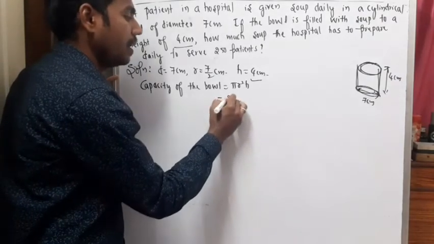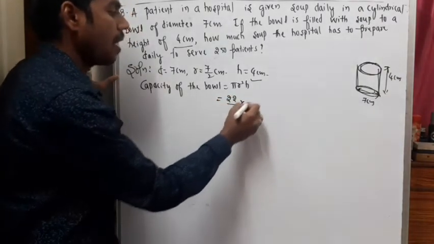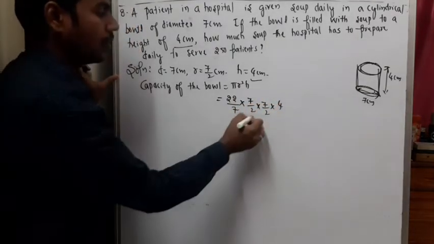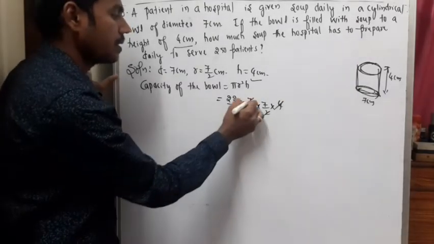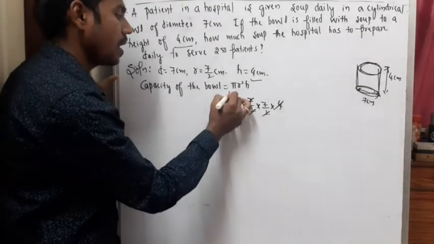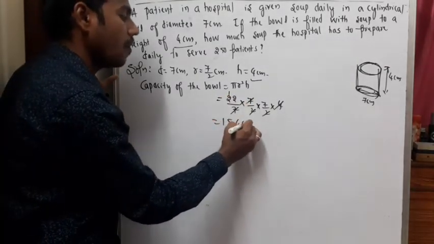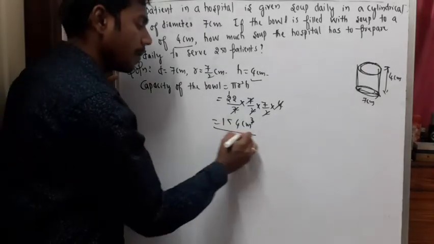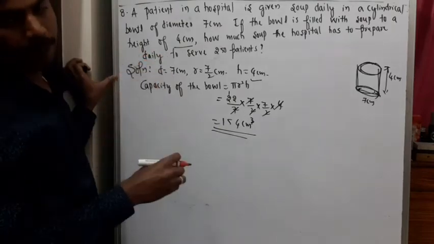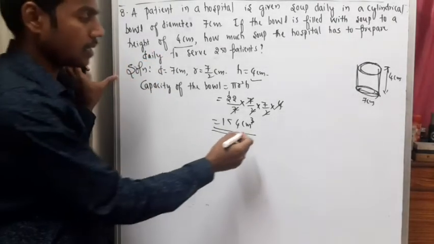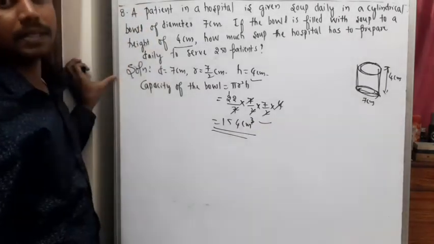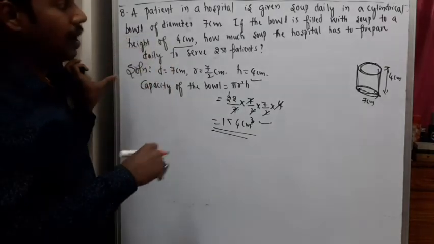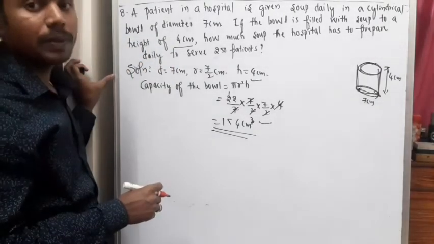So that is 22 by 7 into what is R? R is 7 by 2 into 7 by 2. What is height? Height is 4. So this 2, 4 will get cancelled. 7 will get cancelled. 7 2s are 14, carry 1. 7 2s are 14 plus 1, that is 15. 154 centimeter cube. Now this is the capacity of the soup required per patient, but we need the capacity of the soup required for the entire hospital, that is 250 patients.